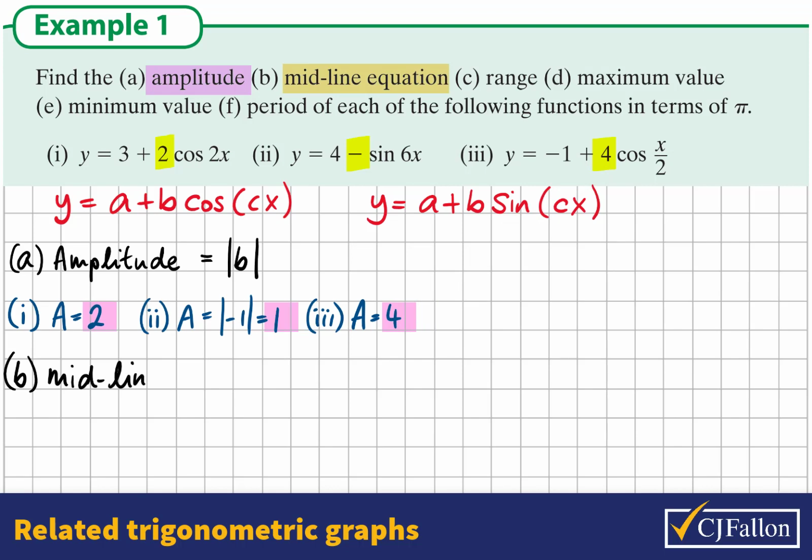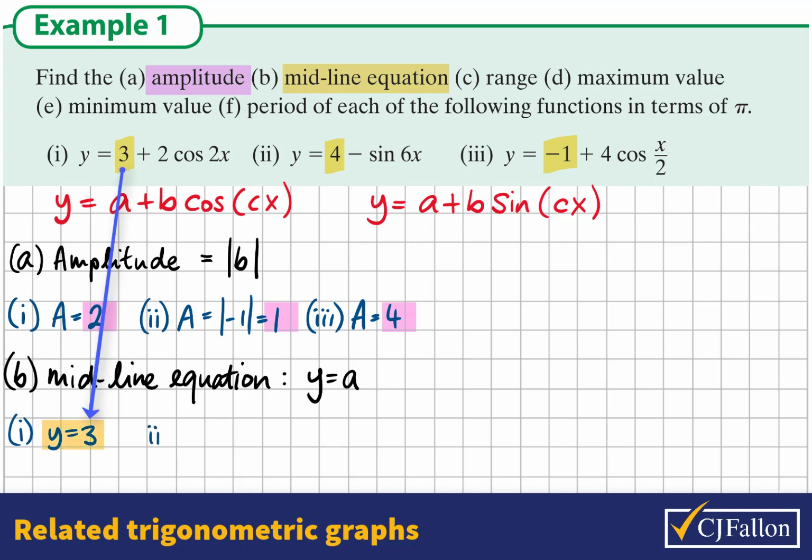The midline equation relates to how the function is shifted from y is equal to 0. So this is to do with the number that's been added on to each of the functions. So this is the a value. So y is equal to a will give us the midline equation. So in the first one, a is equal to 3, so y is equal to 3. In the second, a is equal to 4, so y is equal to 4. And in the third, y is equal to negative 1 is the answer.